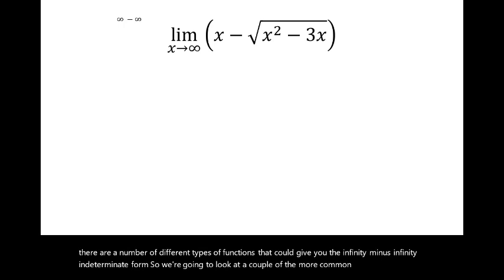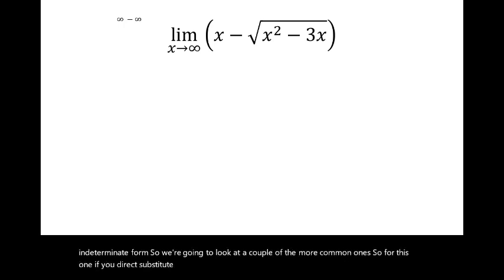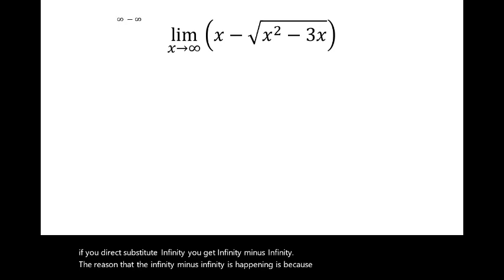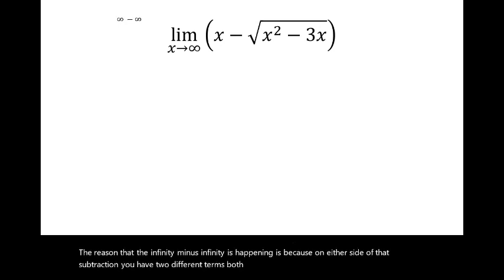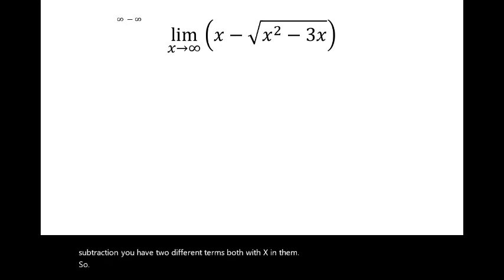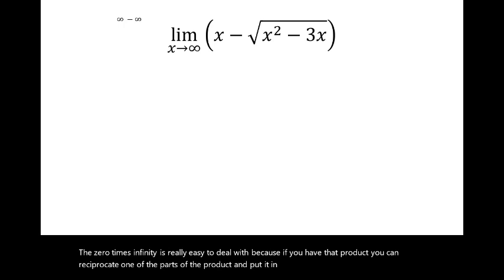For this one, if you direct substitute infinity, you get infinity minus infinity. The reason the infinity minus infinity is happening is because on either side of that subtraction, you have two different terms, both with x in them. The 0 times infinity is really easy to deal with because if you have that product, you can reciprocate one of the parts of the product and put it in the denominator. So here's what we're going to try and do with this.